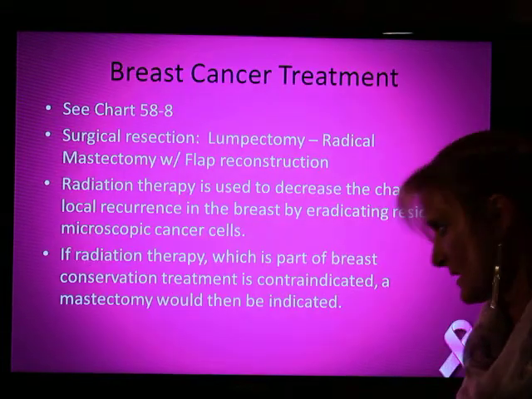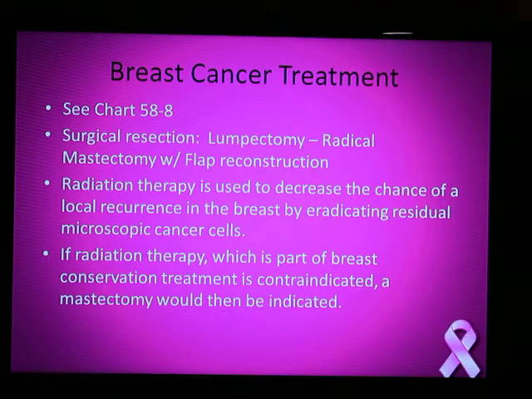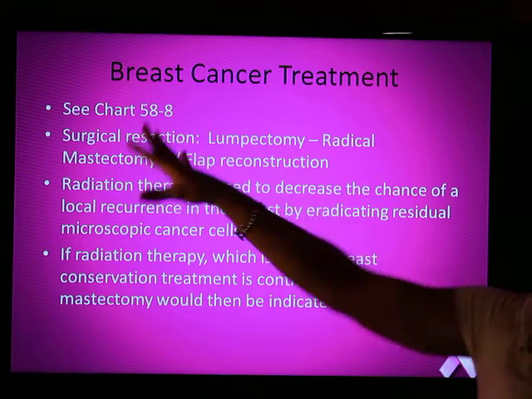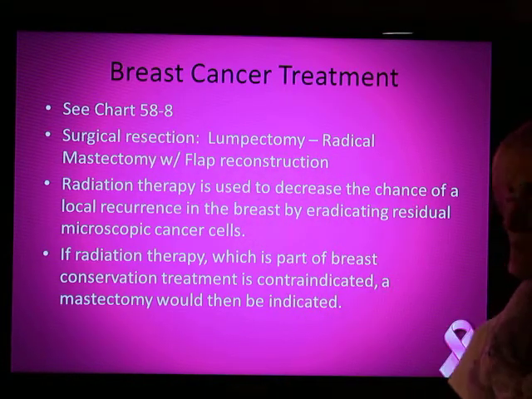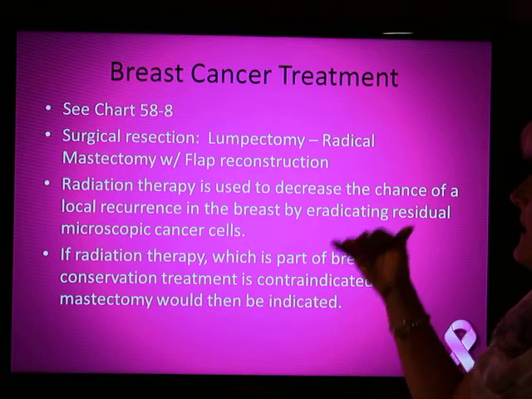So how do we fix it? What do we do about it once we identify that our patient does have breast cancer? Chart 58.8 is great for that. I want you to look at that in your textbook before you come to class.